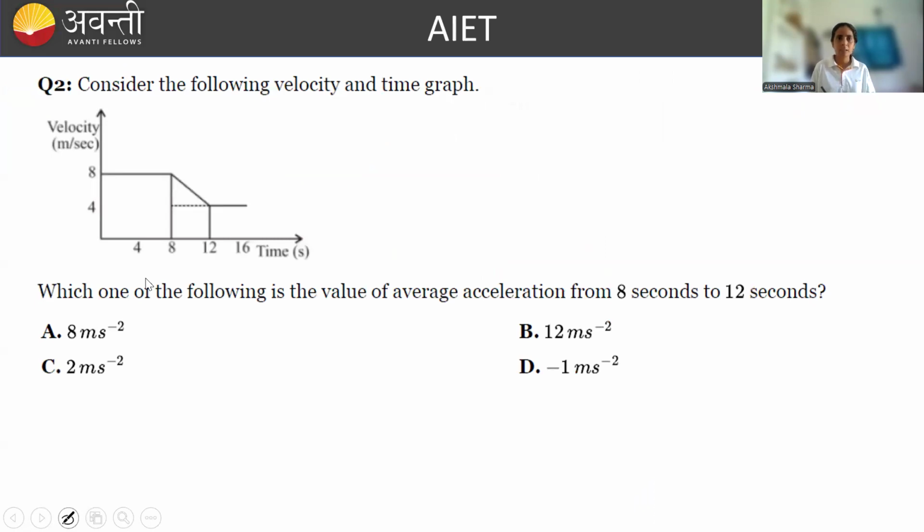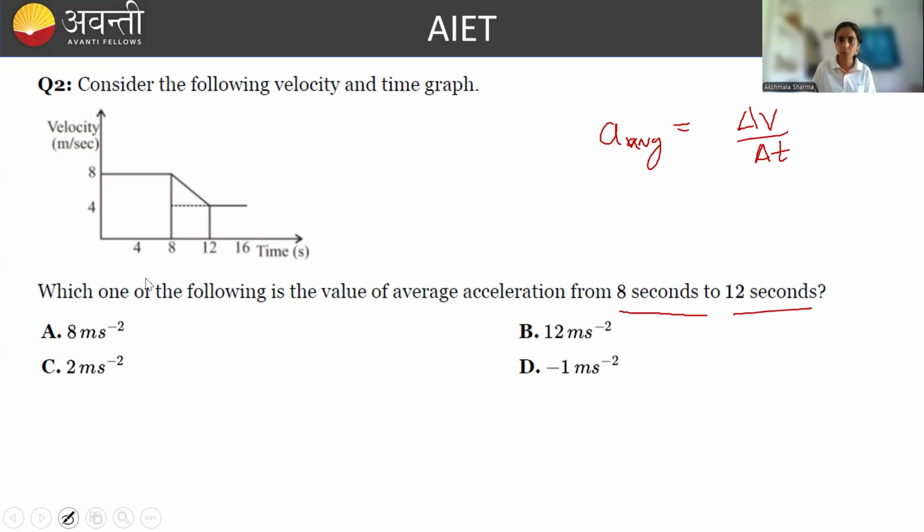Let's read it. Consider the following velocity and time graph. So this is a velocity time graph. Which one of the following is the value of average acceleration from 8 second to 12 second? So average acceleration we have to calculate. How will we calculate it? Average acceleration we will calculate as change in velocity by time interval in which this is happening.